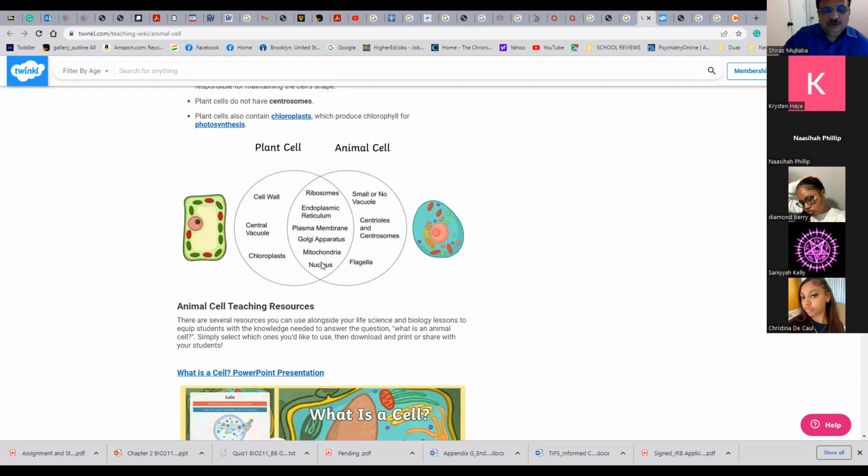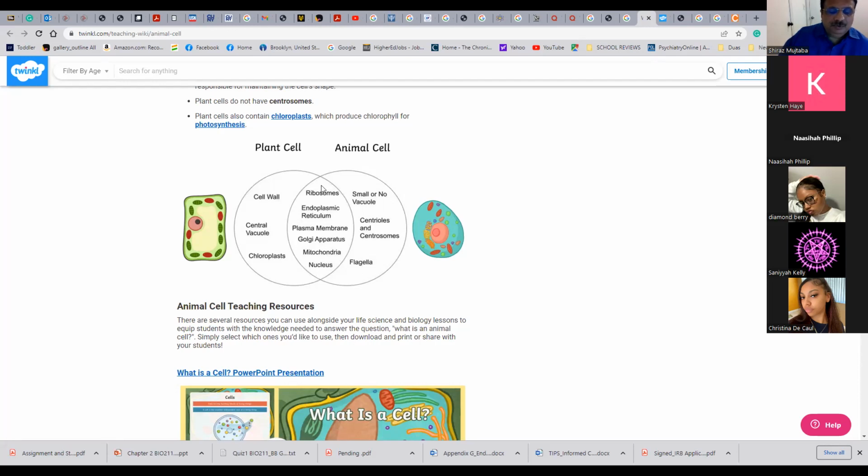And then the nucleus. Both plant and animal cells are eukaryotes. They contain a nucleus, and within this nucleus is present DNA. But DNA is not diffused as in bacteria. DNA inside the nucleus is packaged into chromosomes. Right?